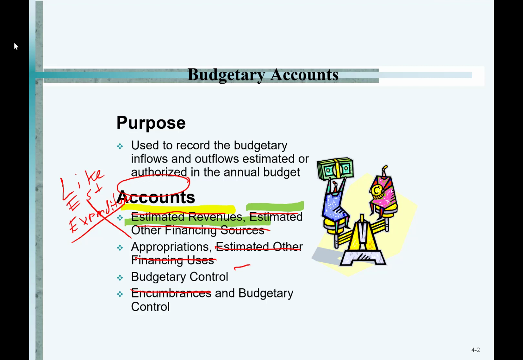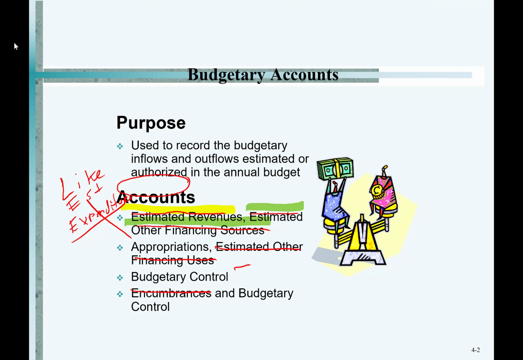Okay, so these are all budgetary accounts on the board, aren't they? They're on the screen right now. Estimated is a key word that is budgetary. Estimated revenue, estimated other financing sources, estimated other financing uses, all budgetary accounts. The appropriation is a budgetary account. It's sort of like estimated expenditures, but we don't call it that. We call it appropriation, right? And then we have our encumbrances and our budgetary control.